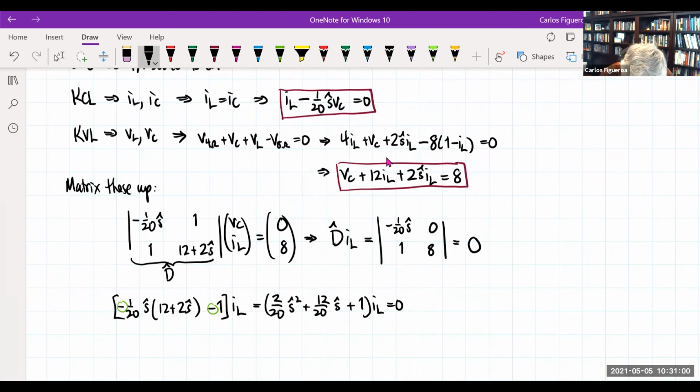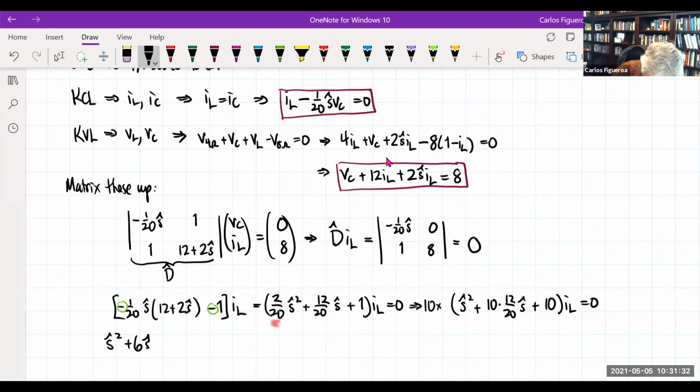So now I'm going to clean this up. You can see that there is a 10th on this guy right here, so I'm going to multiply everything by 10. If I multiply everything by 10, then what I get here is s hat squared plus 10 times 12 over 20 s hat plus 10 IL equals 0. If I clean this up, I get 6 s hat plus 10 IL equals 0. I now have my second order equation.